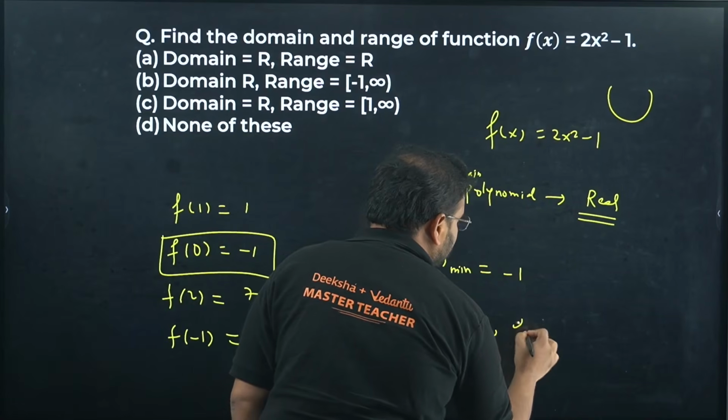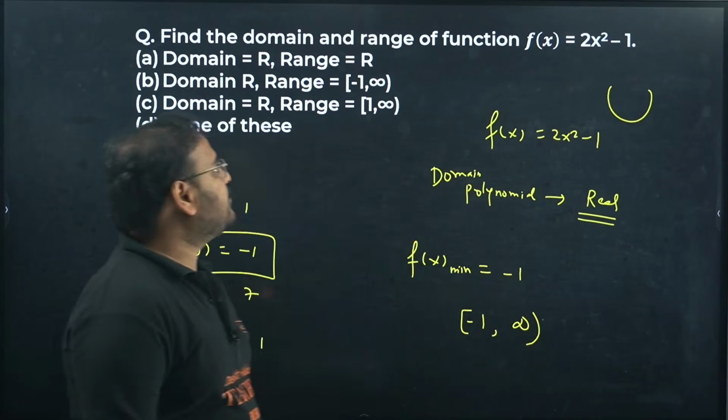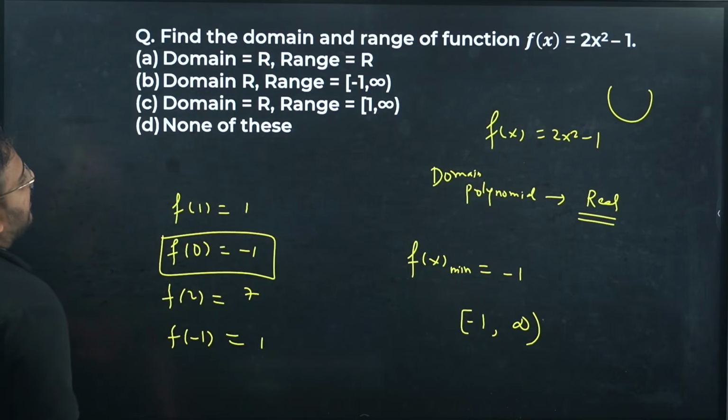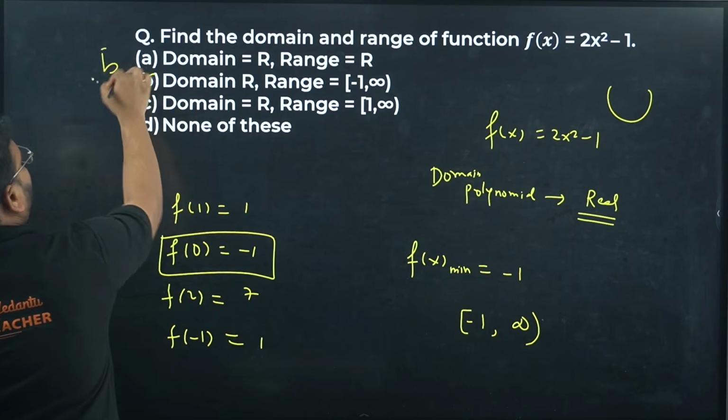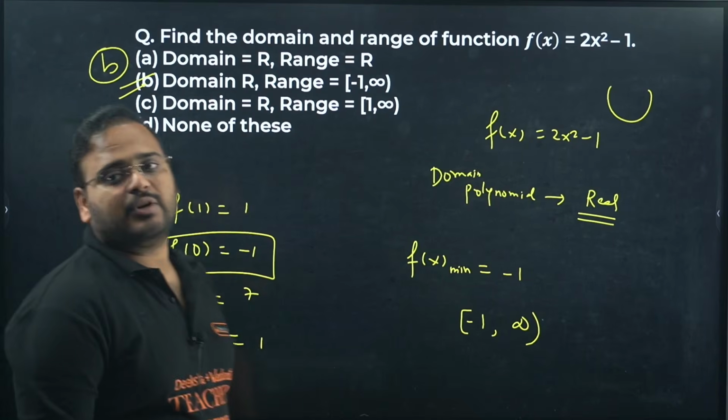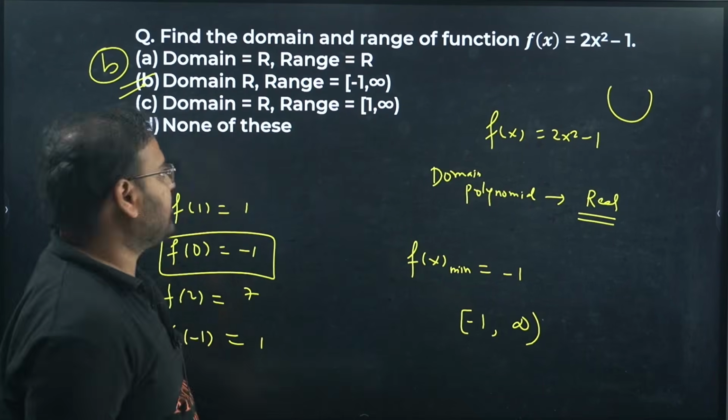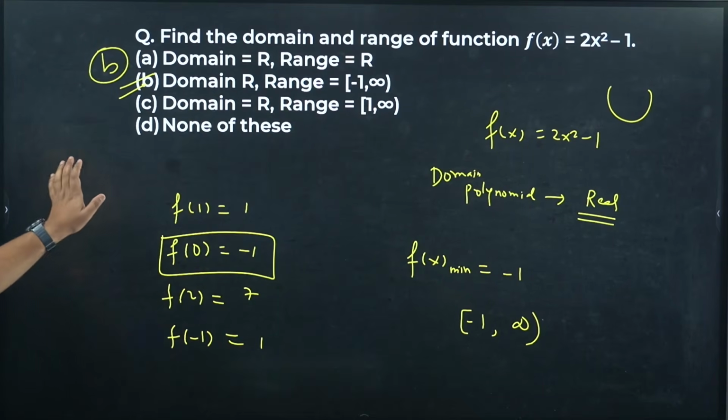So minus 1 to what? Infinity. Minus 1 to infinity. Answer is option B. Domain is all reals, range is minus 1 to infinity. Make sense? Please check. Have a look.